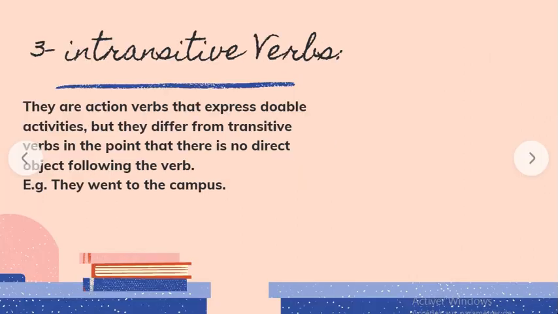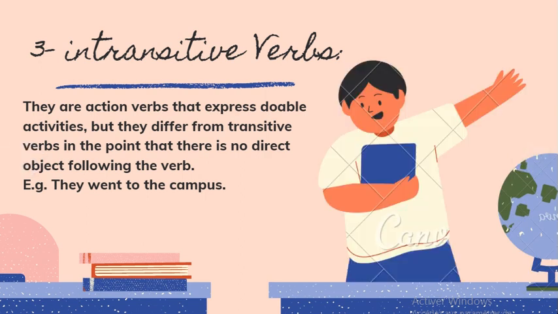The third type is intransitive verbs. It's the opposite of transitive and ditransitive verbs, in the sense that intransitive verbs are also action verbs that express doable activities, but they differ from the transitive and the ditransitive verbs in that they do not need direct and indirect objects. For example, they went to the camps. So to the camps is not a direct object, is not an indirect object, it's just a prepositional phrase. So to go is an intransitive verb.